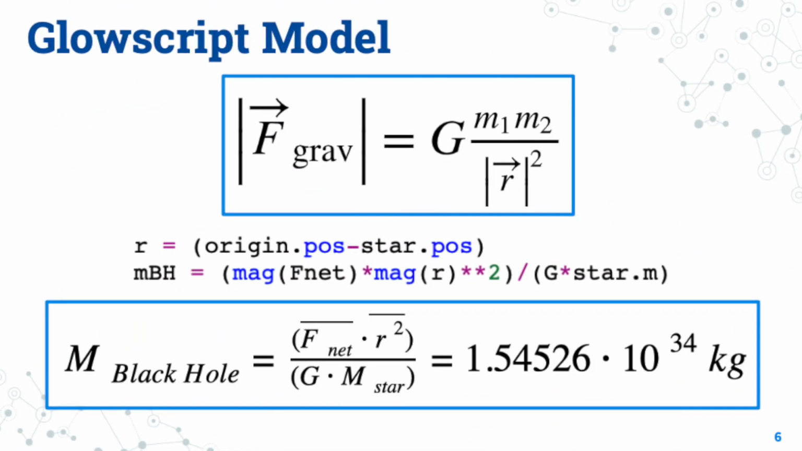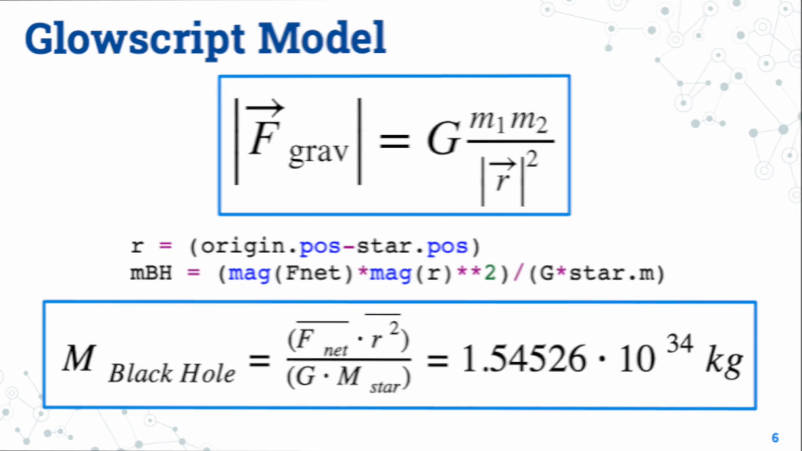Finally, with each of these values, I was able to solve for the mass of the black hole. The process of finding the mass of the black hole was actually quite simple because I had all of the other values in the equation for gravitational force except for this mass. When I created the variable for the mass of the black hole, I simply applied the variables in GlowScript to the equation I had found, which gave me the value of 1.55 times 10 to the 34 kilograms.